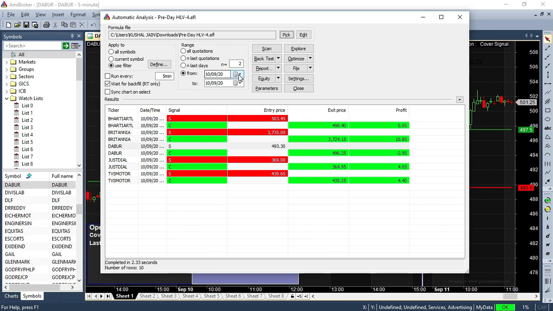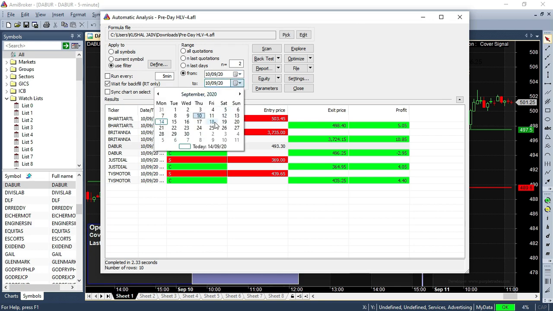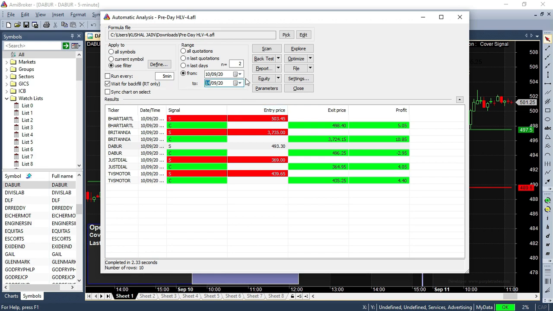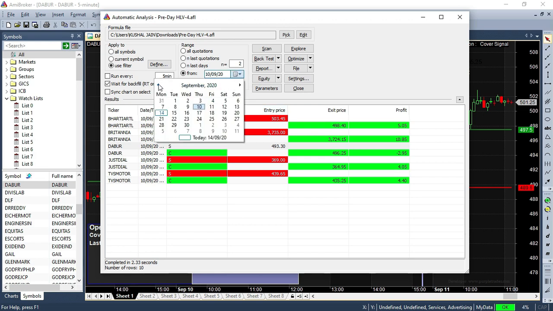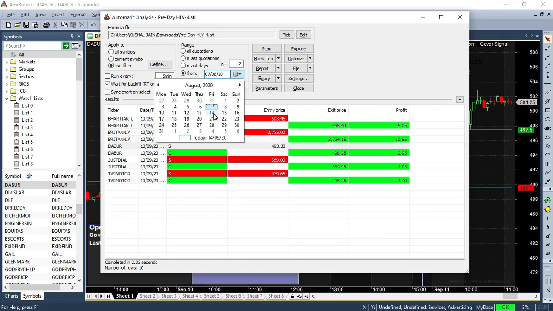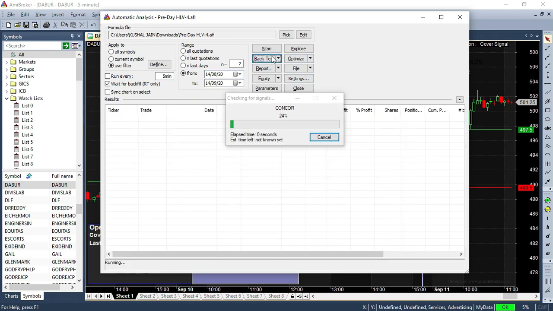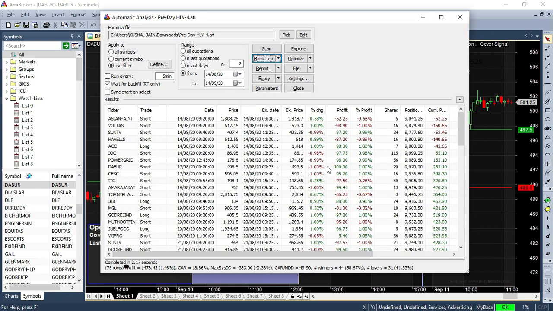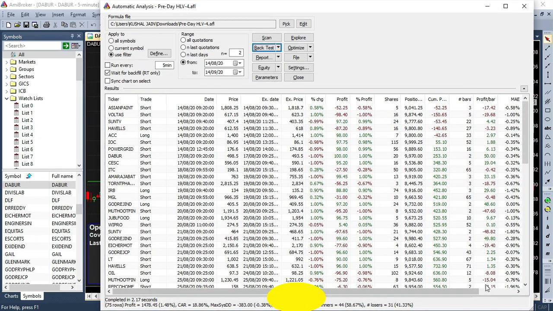Now if I backtest this strategy for the last 1 month, say today is 14th, so from the previous 14th August, if I backtest, what I would find is that the accuracy of the strategy is 58% and losing is 41% only. So almost 60% of the times I'm winning.